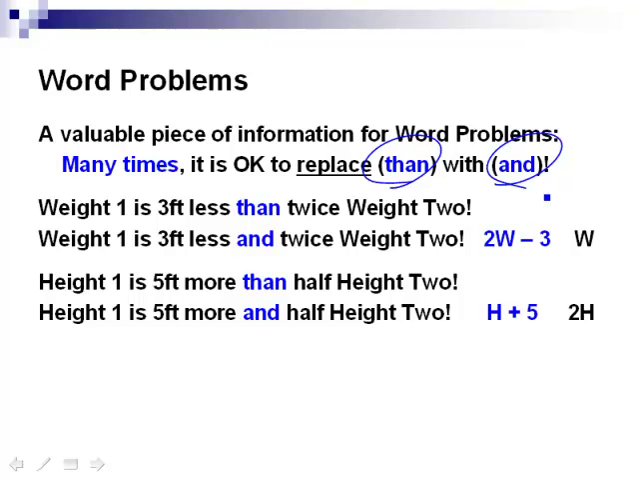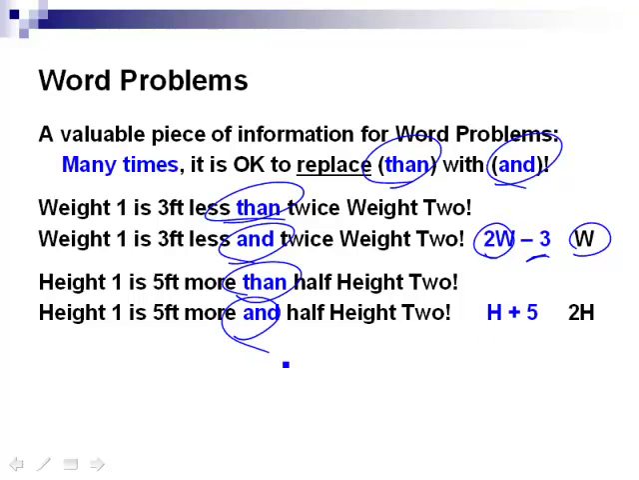In this case, we can see that we have 3 feet less than twice, and we could say 3 feet less and twice, and you see here it is twice, and it's 3 feet less. Where in this one we have 5 feet more than half the other. We can say we have 5 feet more and half the other. So do you see here we have half, and of course we have 5 feet more and half.